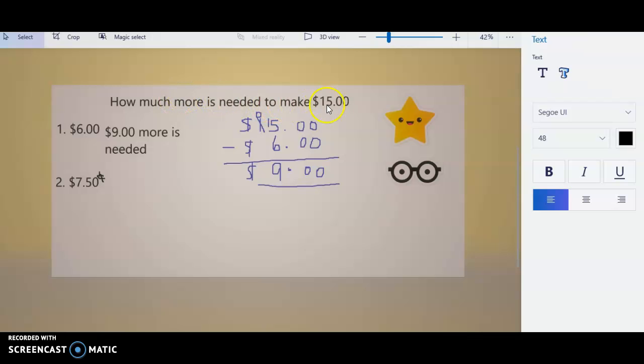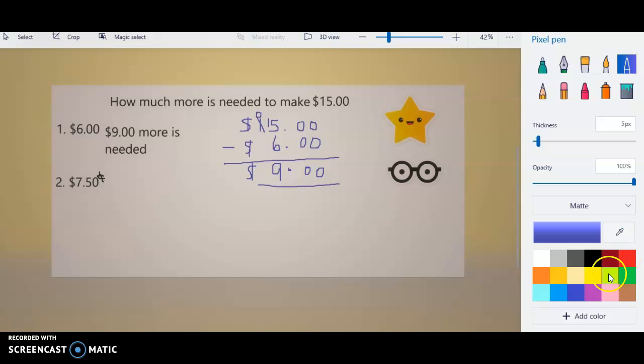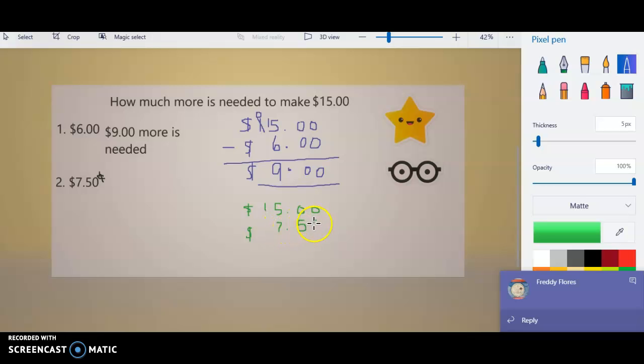So let's go ahead and do this one. How much more is needed to make $15 if I have $7.50? Well, again, to solve that, we are just going to go ahead and subtract, right? I'm going to set it up underneath this. So I go ahead and I put my $15, and then I'm going to subtract my $7.50. Make sure everything is lined up properly so that I can get the correct answer, right?